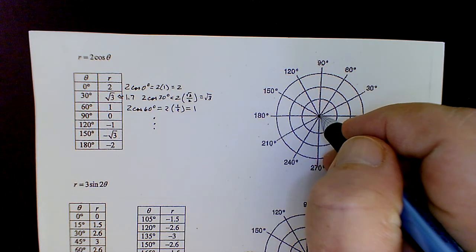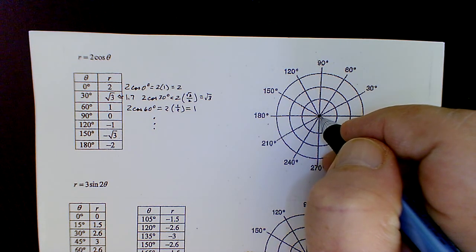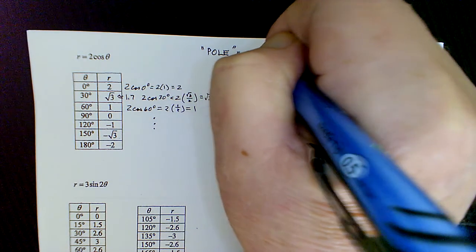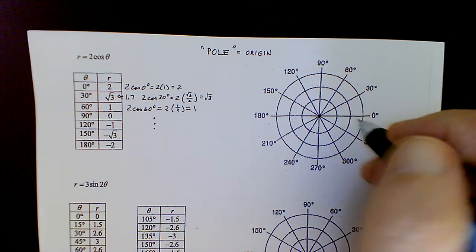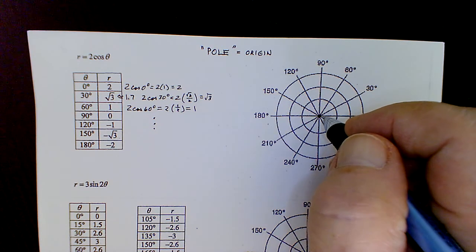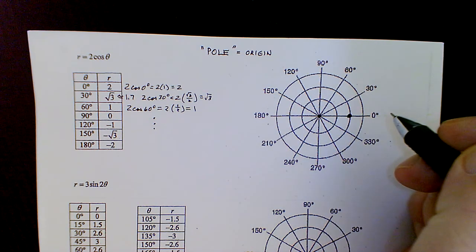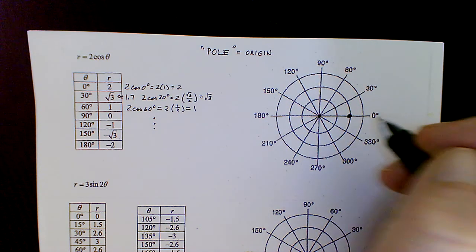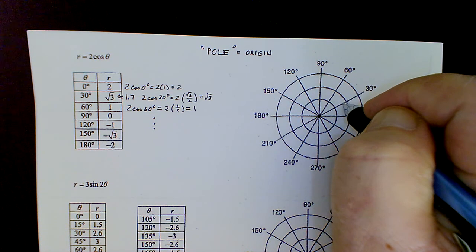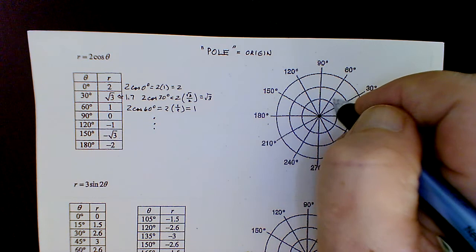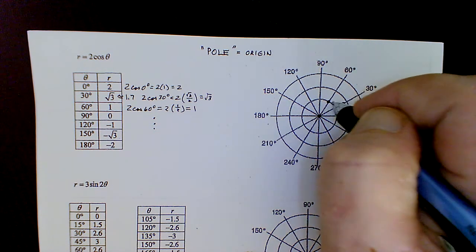So, where everything crosses right at the center there, that's not called the origin. It's called the pole. Okay, it is analogous to the origin. But in any event, okay, so 0 degrees, 2 units. So in the 0 degree radial line direction, 2 units, that's right around there. That's right there. 30 degrees, 1.7, maybe right around there. 60 degrees, 1, so along the 60 degree radial line, there's 1.